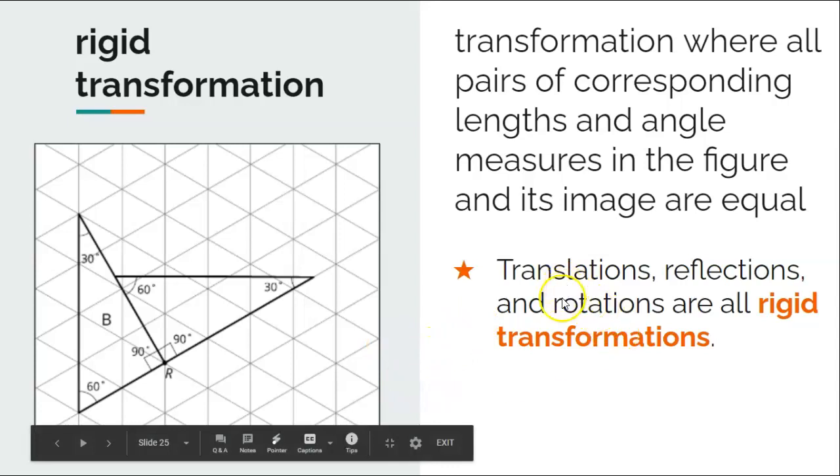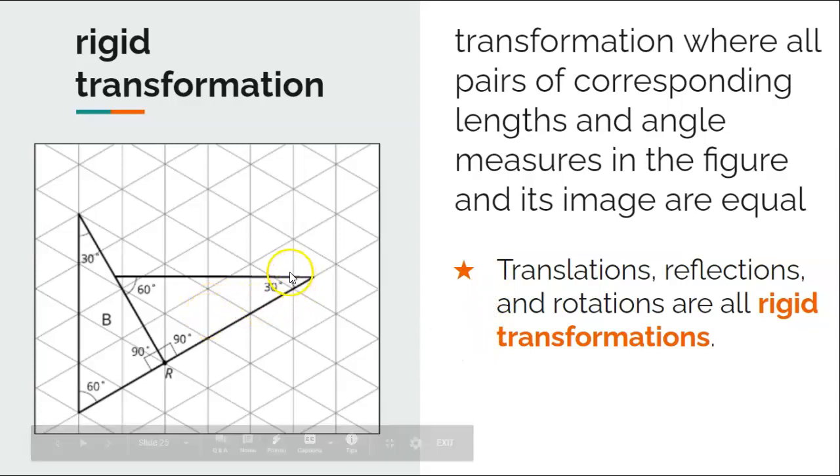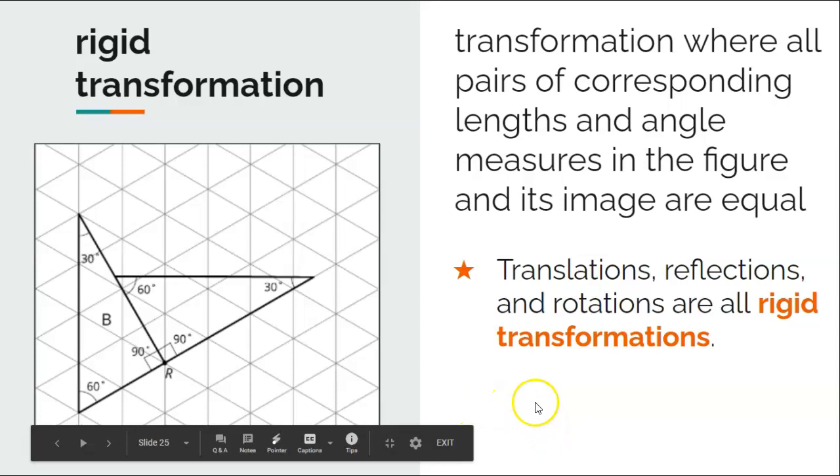Okay, translations, reflections, and rotations are all rigid transformations. So that when you do one of these transformations here, you preserve the size of the angle and the side lengths. That's what makes it a rigid transformation.